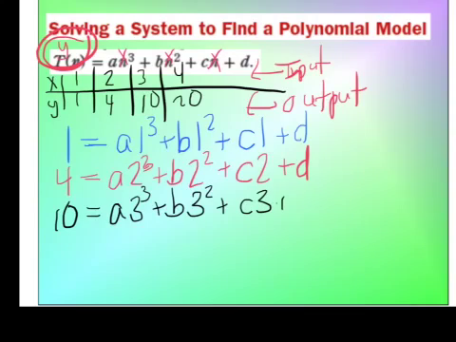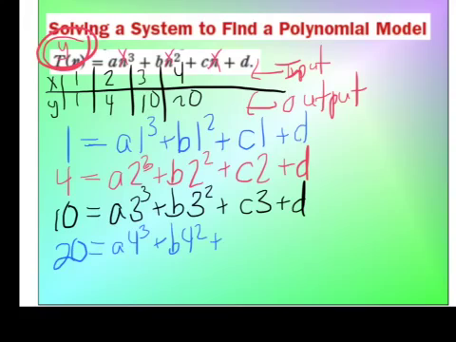And then you wrap it up with the fourth ordered pair. When the answer is 20, you would do a 4 cubed plus b 4 squared plus c times 4 plus d. Now what we here did is write ourselves a system of equations. If you take a look at it, I know the input and the output. I need to figure out what a, b, c, and d are. And in this case, that's 4 unknowns. When you have 4 unknowns, you need 4 equations. So what you would do is you could find a polynomial equation by hand.